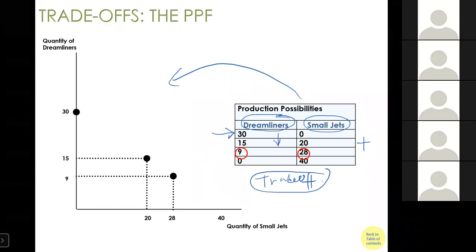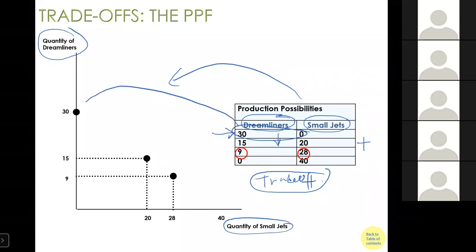On the horizontal line, we have quantity of small jet. On the vertical line, we have quantity of dreamliner. So those are two possible goods the economy can produce. And we just put those dots on the diagram one by one. Say, for example, 30 and 0 is going to correspond to this point, right?